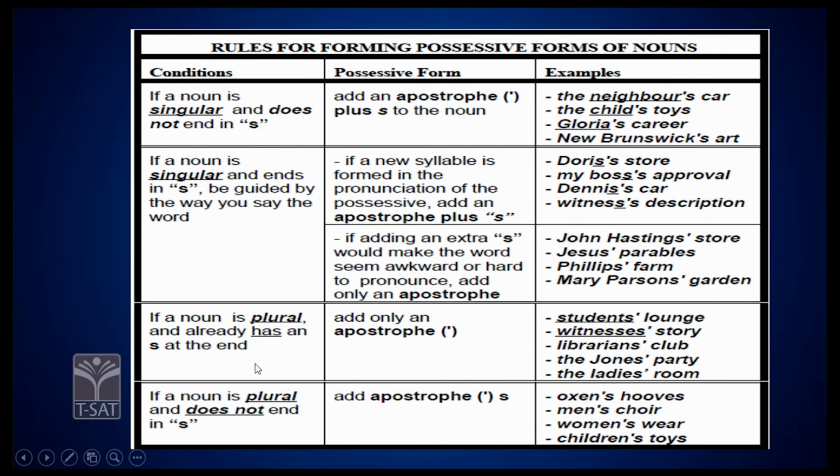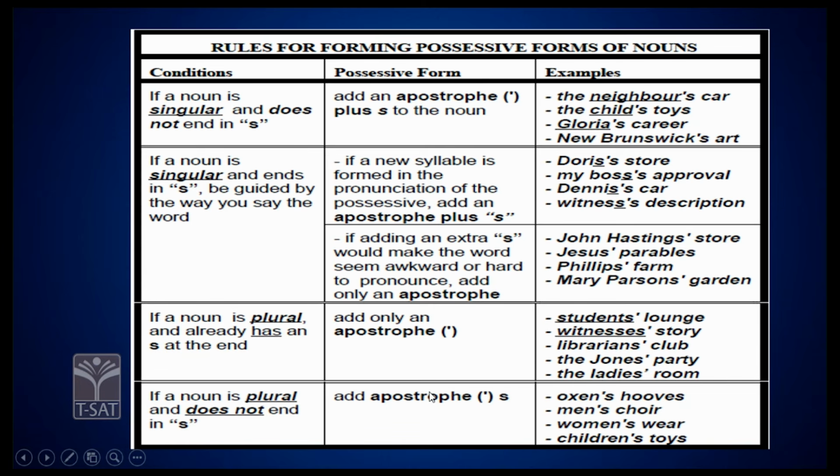The third condition is, if a noun is plural and already has an s at the end. Earlier we discussed singular nouns, but now we are going to discuss plural. If the noun is plural, how would we go about it? If a noun is plural and already has s at the end, add only an apostrophe like the earlier case. Students' lounge, witnesses' story, librarians' club, the Joneses' party, the ladies' room, something like that.